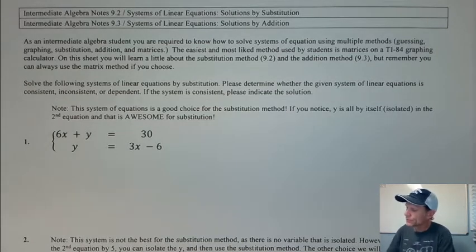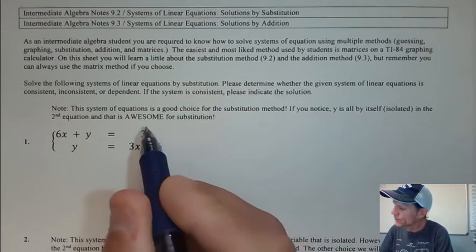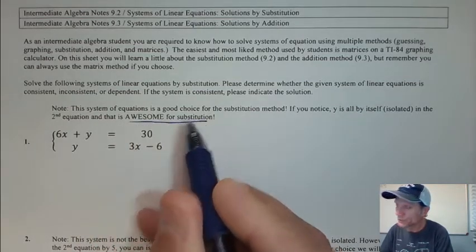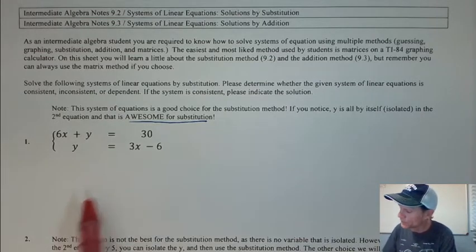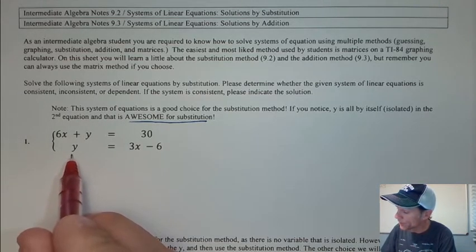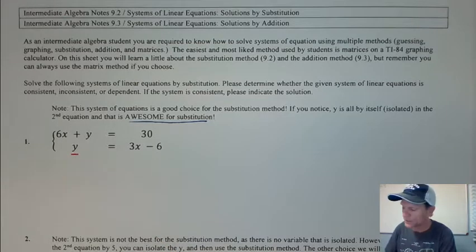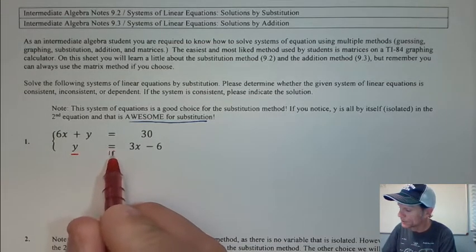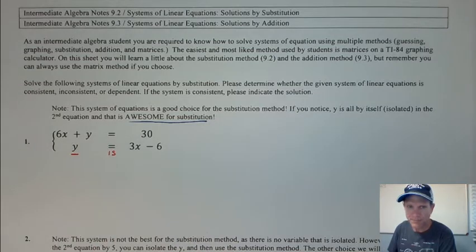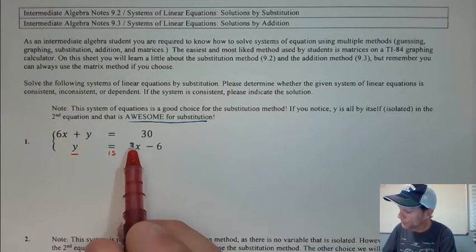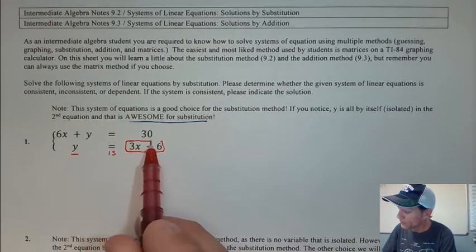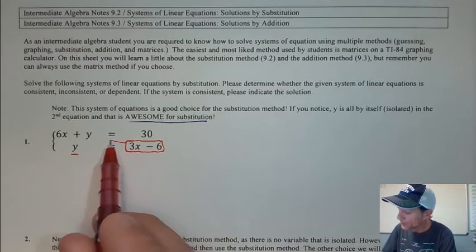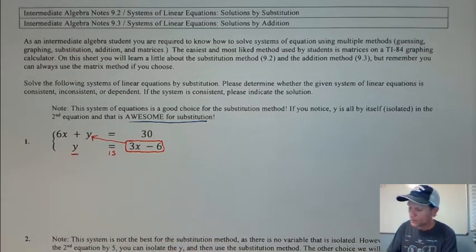So taking a look at this one, it says this one is an awesome one for substitution. The reason is that we have a variable isolated. It says y is equal to 3x minus 6. So with the substitution method, we can take this y value, because that's what y is equal to, and put it into the other linear equation.